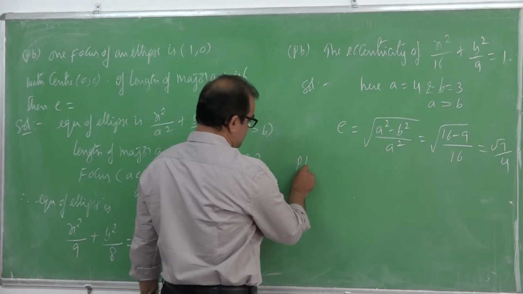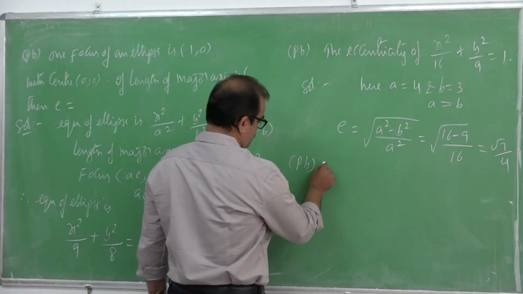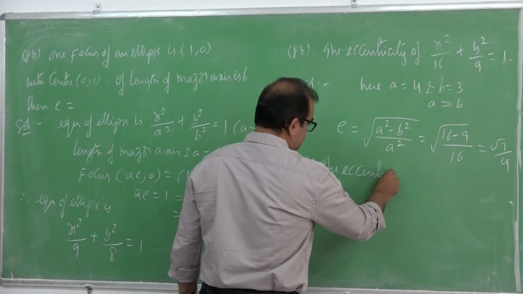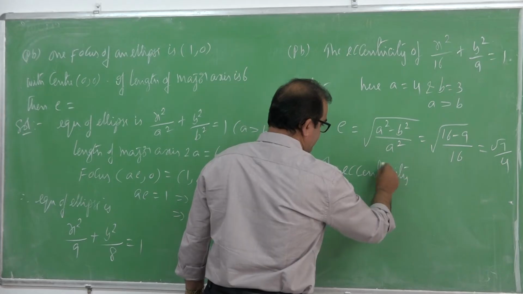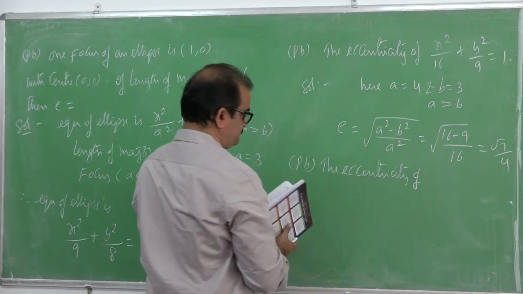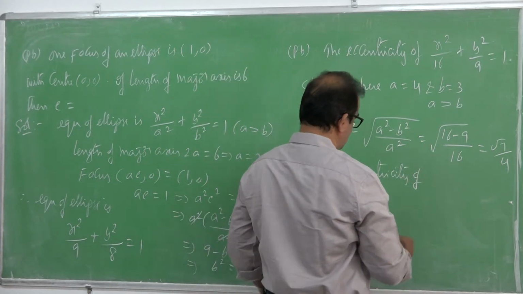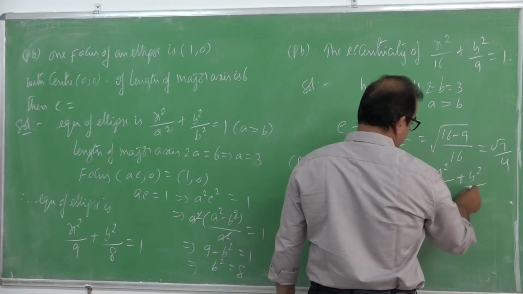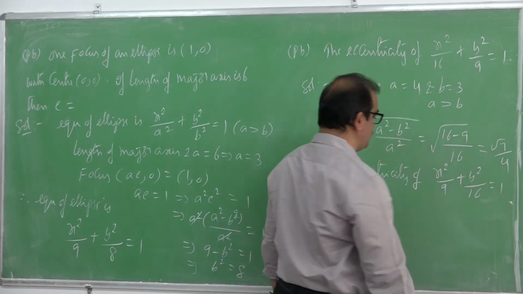Next, in the same model, find the eccentricity of x square by 9 plus y square by 16 is equal to 1.